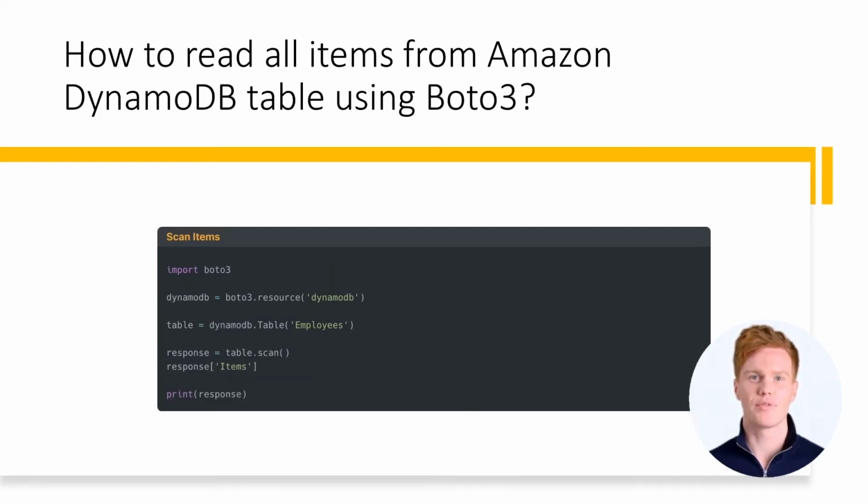To read all items from the Amazon DynamoDB table using Boto3, you can use the scan method of the table class of the DynamoDB resource. Please keep in mind that the scan operation may consume lots of read capacity units for large tables, and it is not recommended to use this method to access your data a lot. Instead, you should use query methods to get only the required data at a time. We'll cover these methods soon.